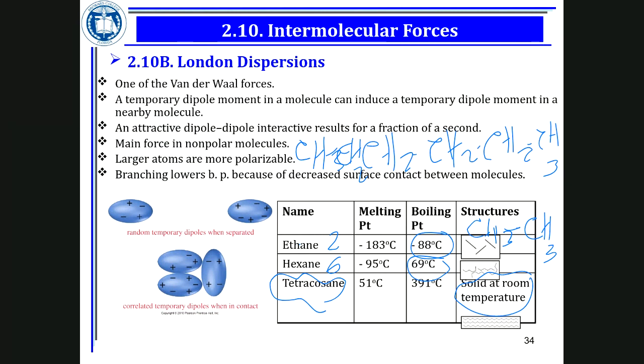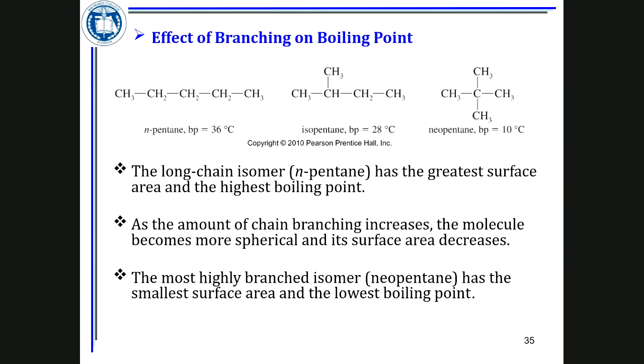And a huge molecule is going to be solid and boils at 391 because of its size. The size of the molecule affects the London dispersion. There are 2 factors that affect London dispersion. One is the size of the molecule, and the other one is branching. How does branching affect it? This molecule here, normal pentane, doesn't have any branch, and isopentane, 28 degrees Celsius, has a lower boiling point with 1 branch.